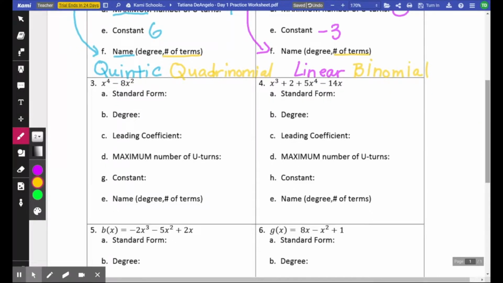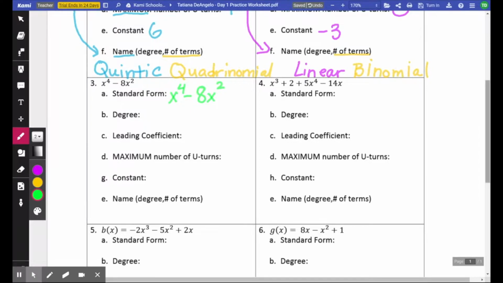Next one. This one again is already in standard form. X to the 4th power. 4 is a bigger number than 2. So that is why it comes before x to the second power, or 8x squared.